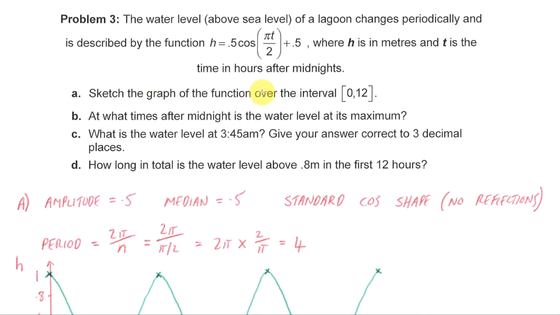All right, A, sketch the graph of the function over that interval. Notice that we're including 0 and we're including 12 with those square brackets. When I'm sketching this, I can do it straight away on my CAS, but let's just try and think about the information given to me in the rule. The amplitude here is 0.5, the median is 0.5. We can see that there are no reflections at all, so it's going to be the basic standard cosine graph, but there's a dilation factor vertically, and there's also a dilation factor horizontally, and a translation up of 0.5 of a unit. So they're my considerations.